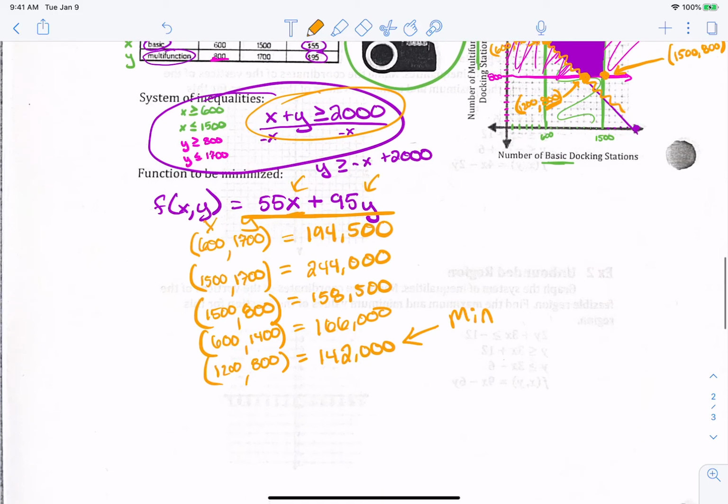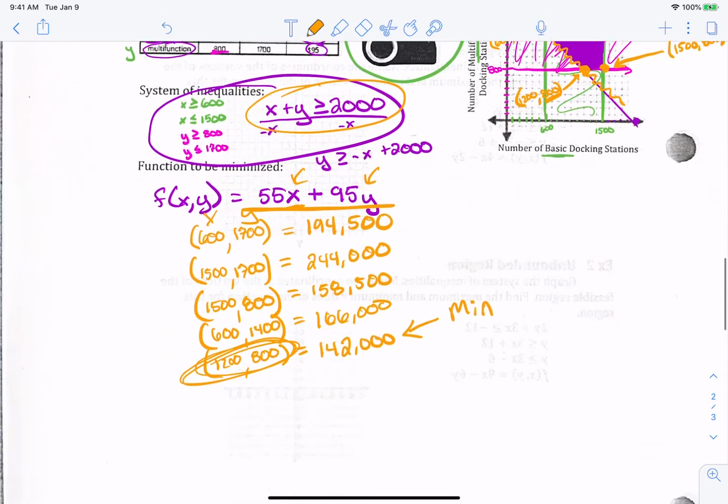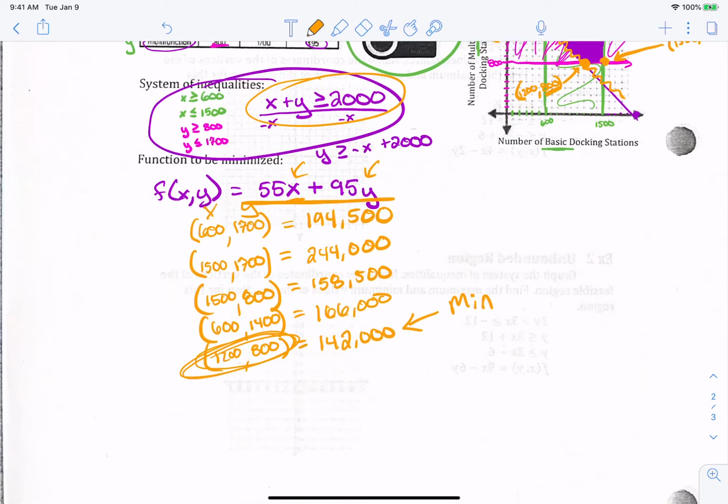So what's going to happen? What do I want to do if I'm going to minimize cost? This coordinate is going to give me the minimum cost, which is going to mean what? What does 1,200 comma 800 mean? Like, what does that do for me? It's a spot on the graph. It's a spot on the graph, but what does it mean? Don't know. 1,200 what?